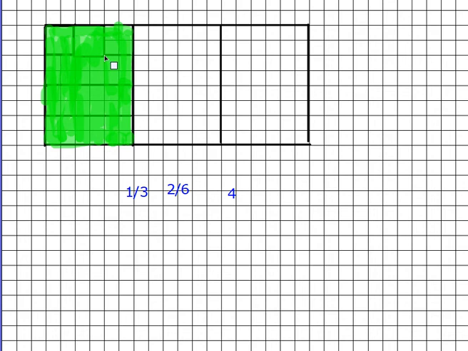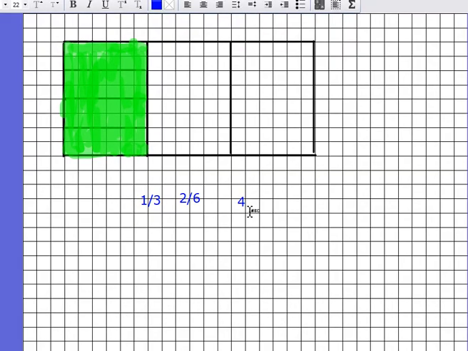So if I look, oops, gotta make my square. Look, they're equal now. 1, 2, 3, 4, 5, 6, 7, 8, 9, 10, 11, 12. So it is 4/12. And they're really all equal, and they're equivalent to what? 1/3. I still have 1/3 of it, but I just broke them into more parts. So that's one way of showing equivalent fractions.